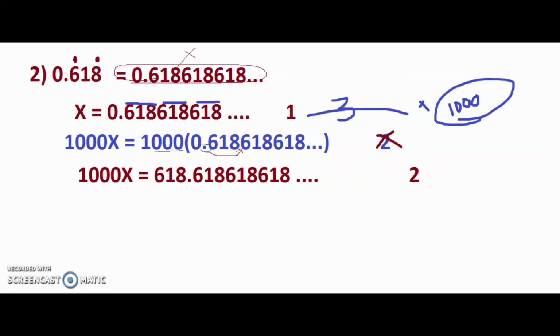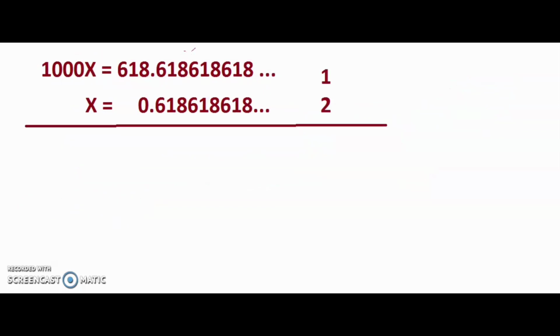Okay, so we have done the second step also. First step is assumption, second step is multiplying by 10, 100, 1000, etc. Third step is subtraction, equation 2 minus equation 1. I have written 1 and 2, it's wrong, it is 2 minus 1. Okay, we are doing 2 minus 1 because 2 is the bigger one, that's why.